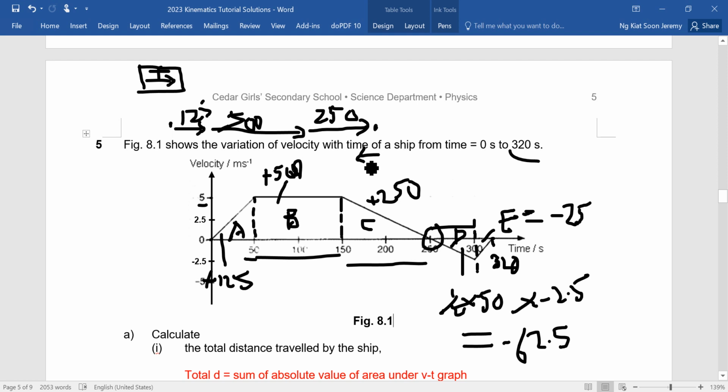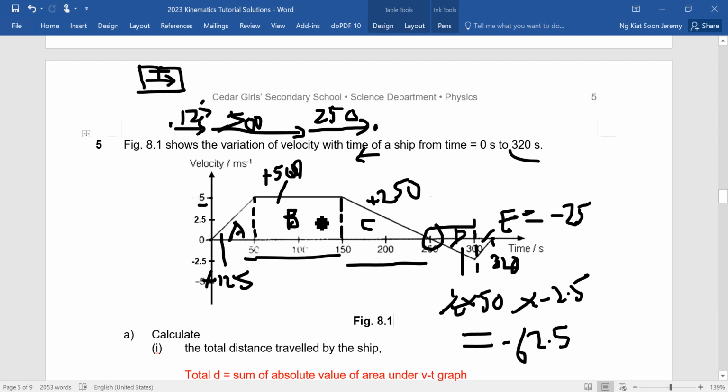I stress again that in your syllabus, when you look at the graph, it's one-dimensional motion. So if you assume the ship's initial velocity is to the right, the only thing you can do other than move to the right is stop or move to the left. It cannot go up, it cannot go down, it cannot go northeast or southwest. Not possible. So you can see that here it is moving right because the area is positive.